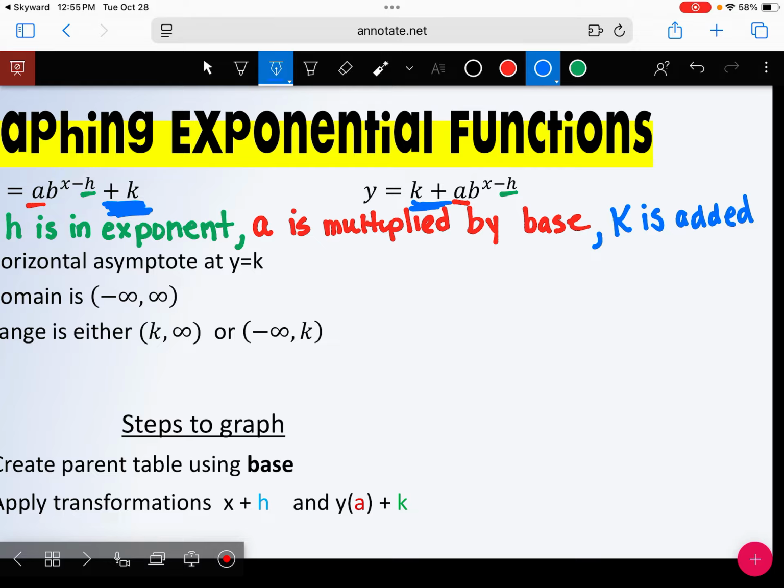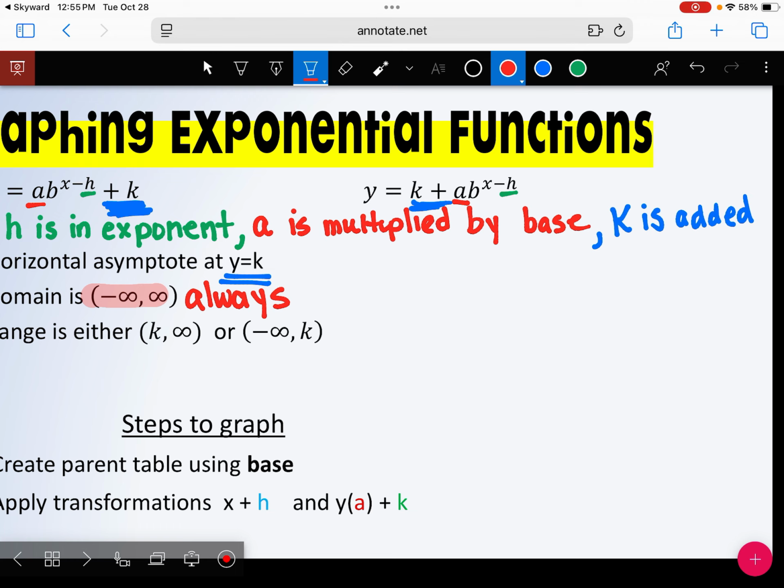All right, exponential functions. They all have a horizontal asymptote. The horizontal asymptote is at y equals k. Can you write that this is always going to be your domain? If it's exponential, this is your domain. So that's one point we should all get on Friday. The domain is negative infinity to infinity.